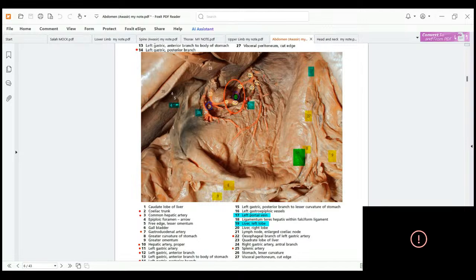10. Yes, 10 should be hepatic. 10 is hepatic because it is going to the liver. Starting from 3, 3 is common hepatic, then giving 7 gastroduodenal and 10 is hepatic artery proper.